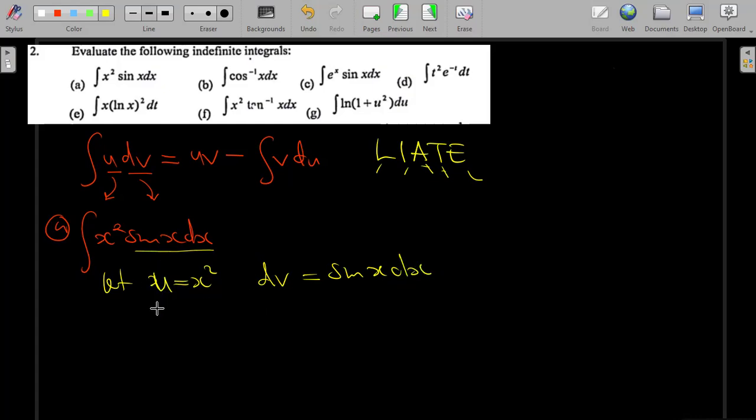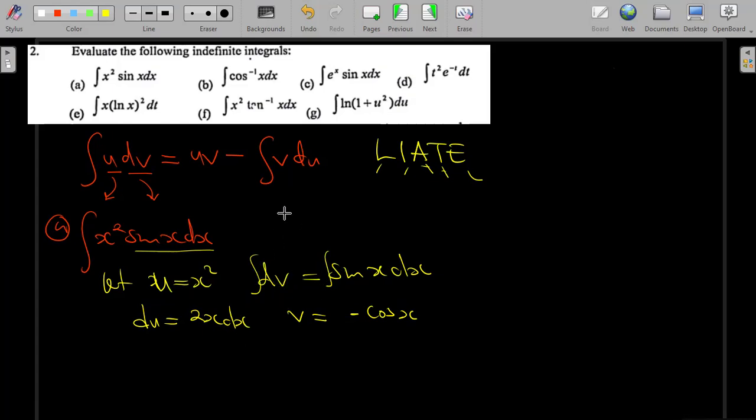Then with your u, you differentiate. When I differentiate my u, I get du equal to 2x dx. Then the other side, you integrate. When you integrate here, you get that v is equal to negative cos x. So you have your u, you have your v, and of course you have your du there.